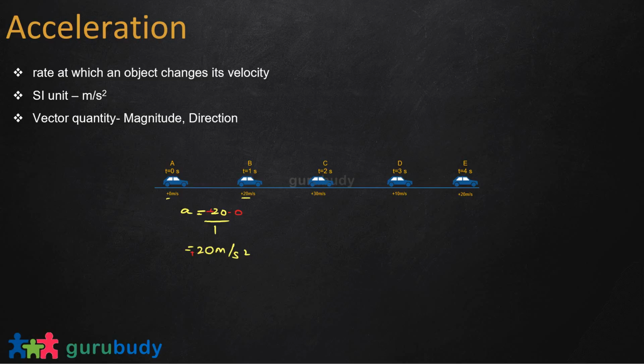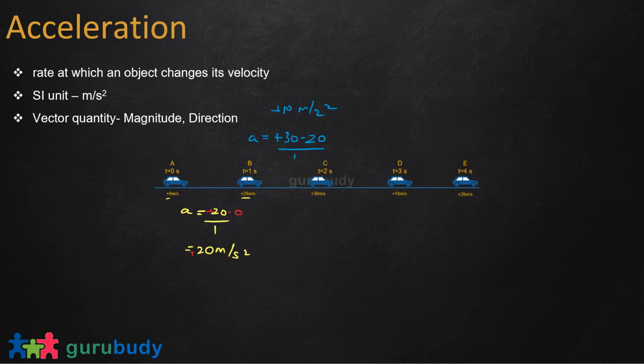Let's look at the second one. As the car moves from point B to point C, what is the acceleration? Acceleration is plus 30 meter per second minus 20 meter per second, upon 1 second, because it has been 1 second. This value is plus 10 meter per second square. So the direction between A, B and C is the same, that is positive, but the magnitude of acceleration has gone down.